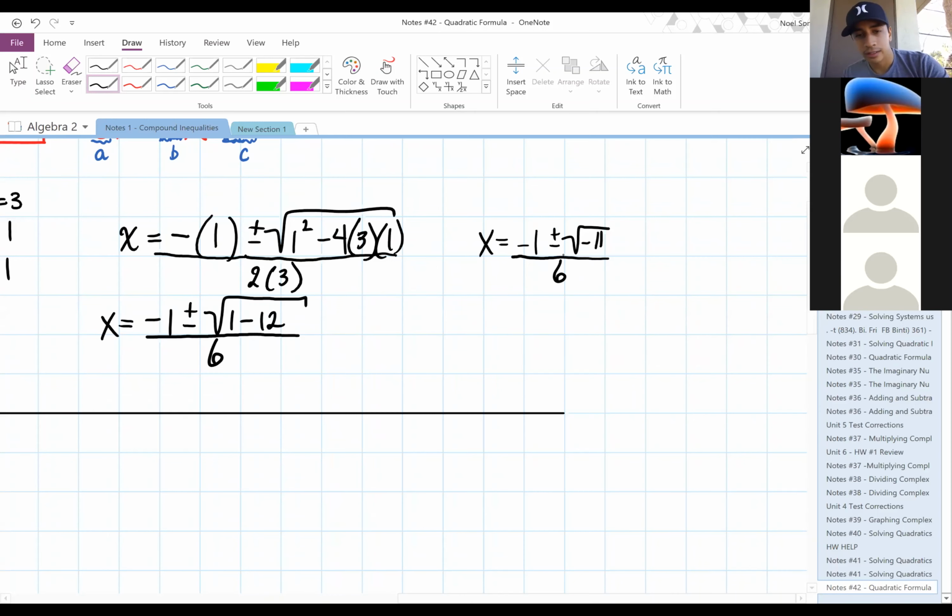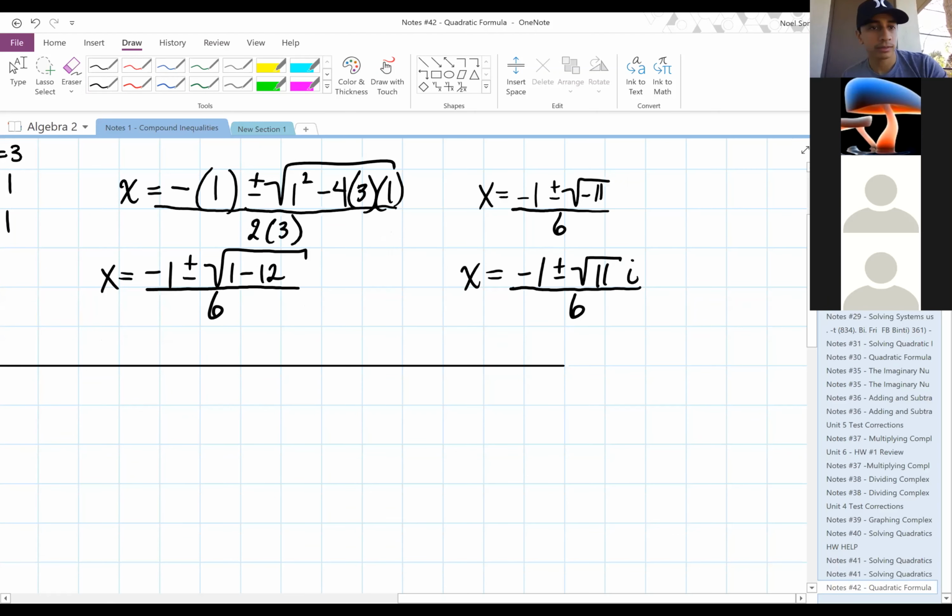Now finally, notice how you have a square root with a negative value inside. You're gonna have to convert that negative into an imaginary. Sorry, I blanked out for a second. So x is going to equal negative 1 plus or minus the square root of 11i all over 6, okay? And so there you have your two solutions, right?